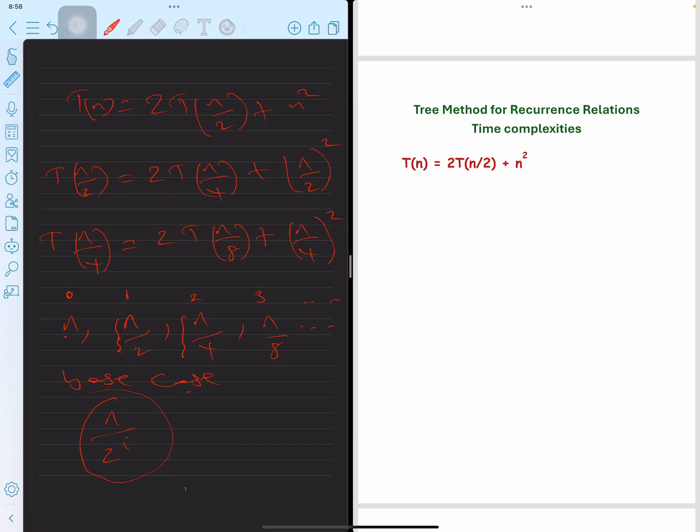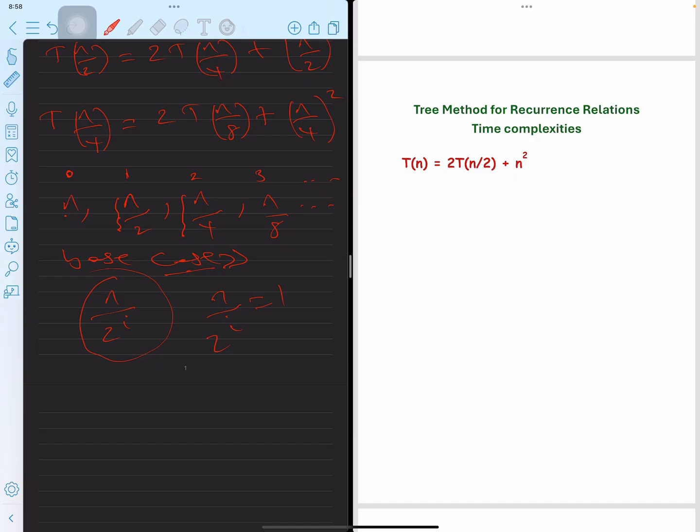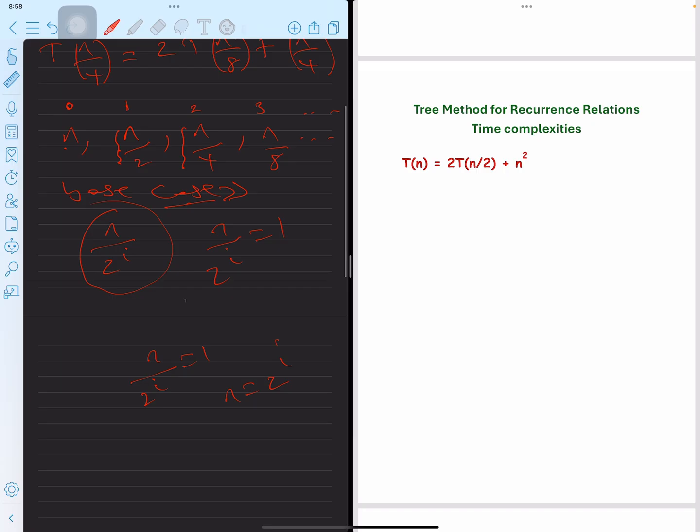So at the base case, I'm going to equate 2 to the power of i to 1, because at the base case the input is just 1, right? So n divided by 2 to the power of i is 1. That means n equals 2 to the power of i. Take the log of both sides. So i equals log n base 2. Now, this is the height of the tree.